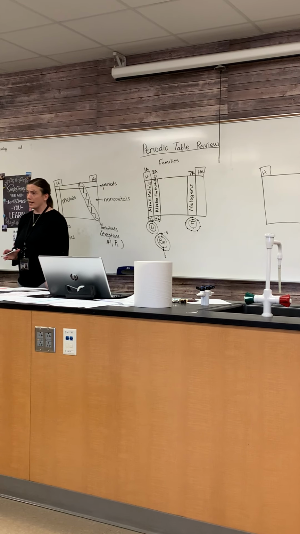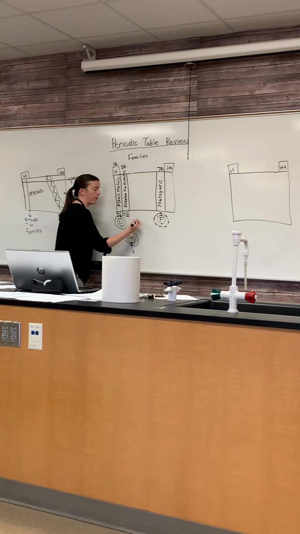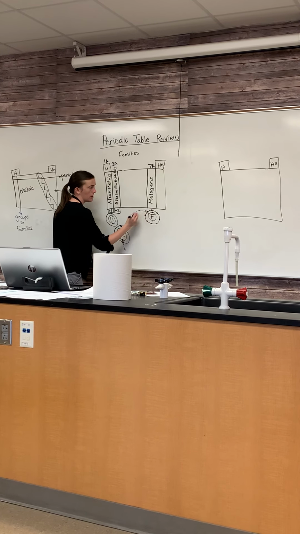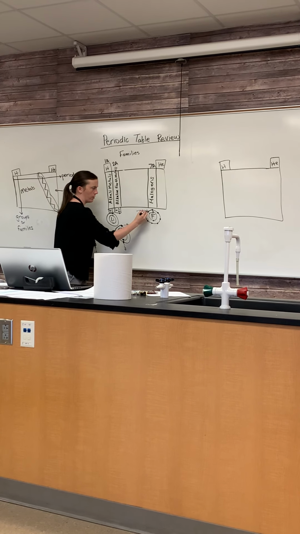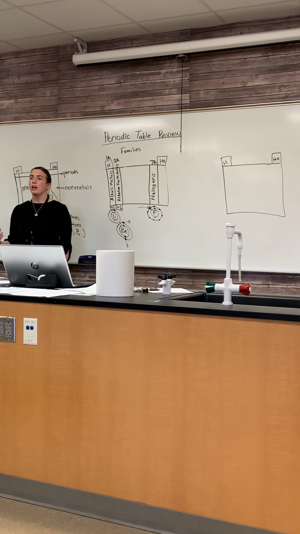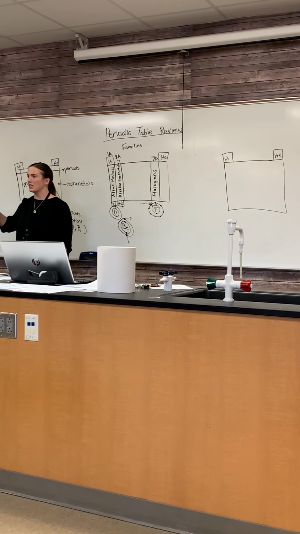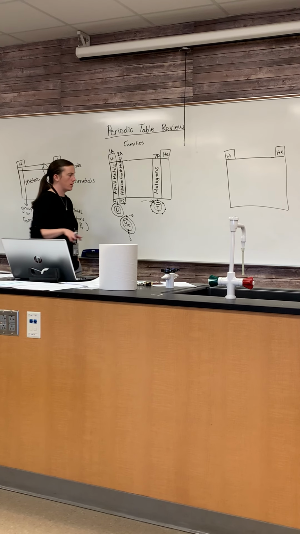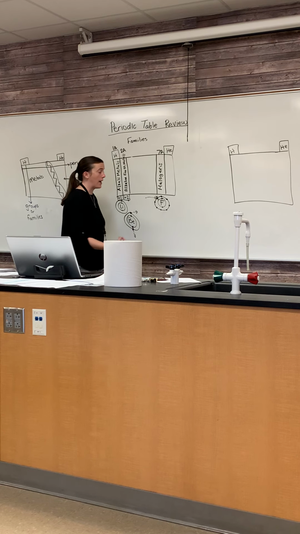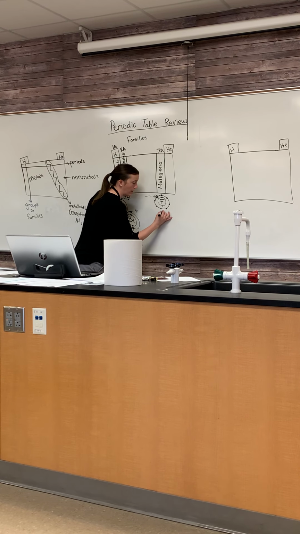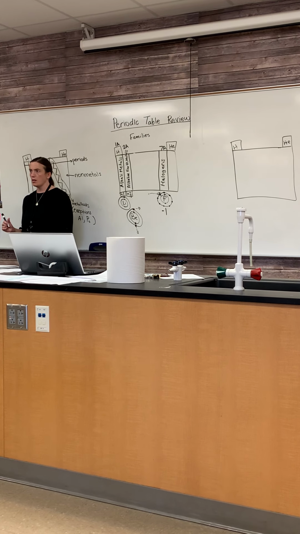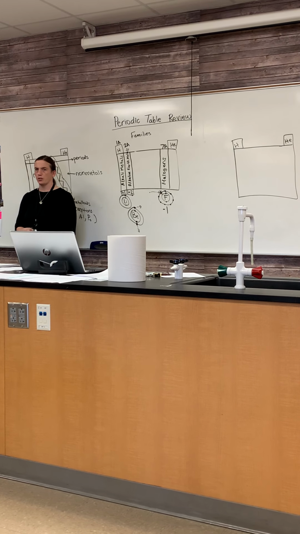So for fluorine, it's easier to gain 1 electron than it is to lose 7 electrons. So when it gets the extra electron, now it has more electrons, so it's going to have a negative 1 charge. So halogens have a negative 1 charge.